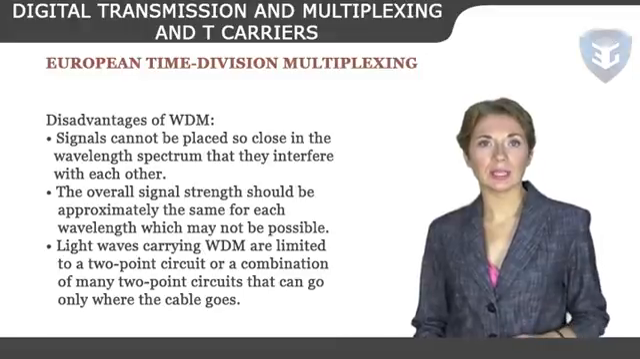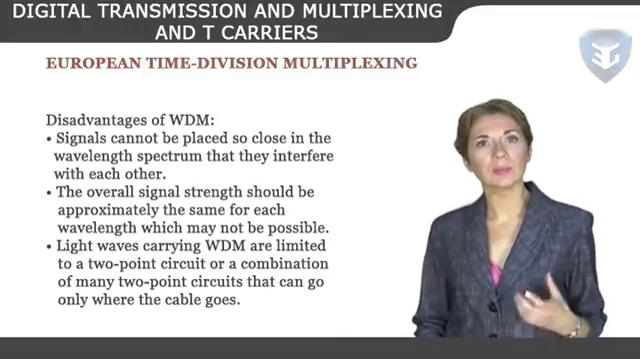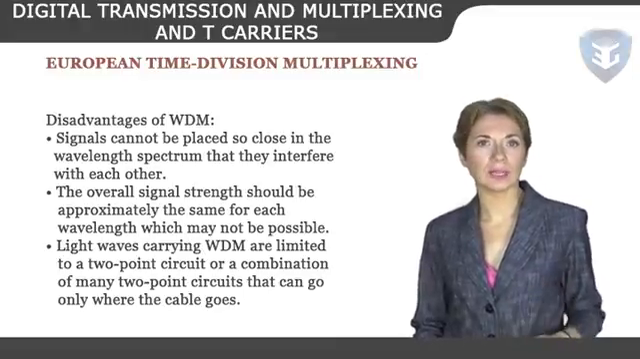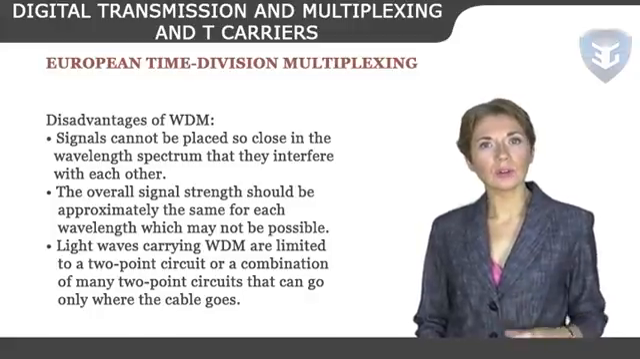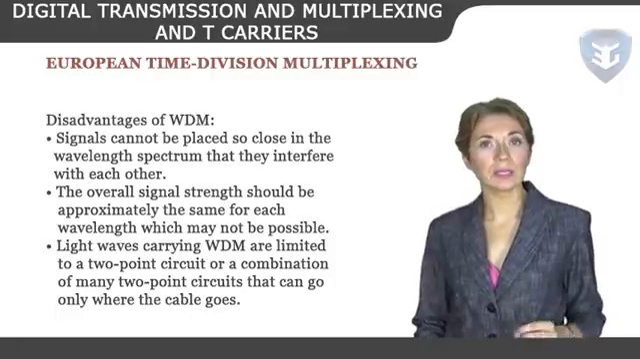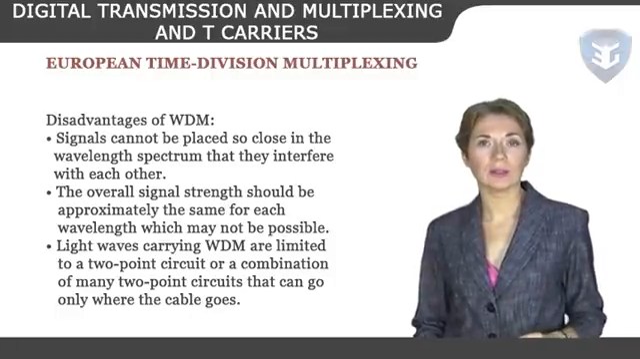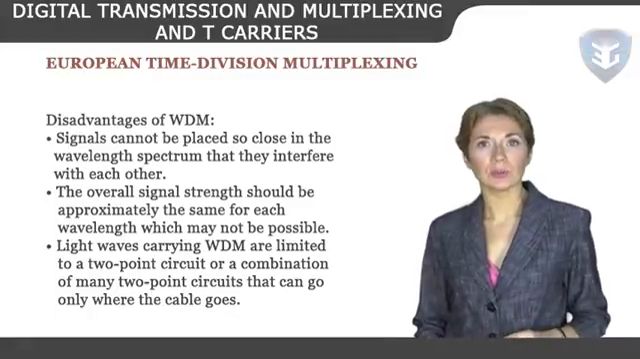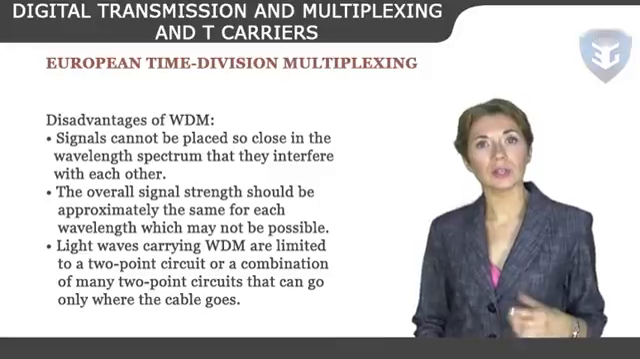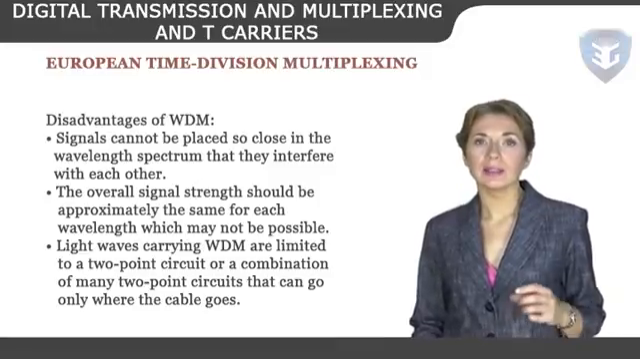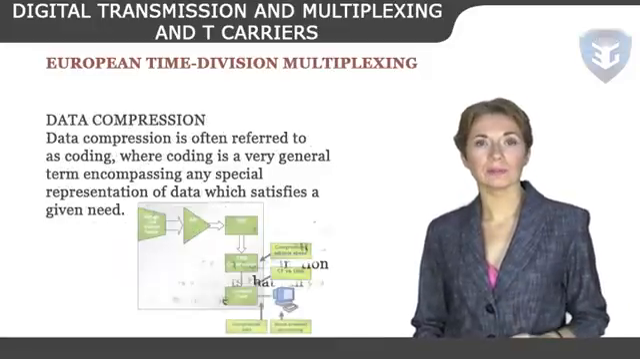Disadvantages of WDM. Signals cannot be placed so close in the wavelength spectrum that they interfere with each other. The overall signal strength should be approximately the same for each wavelength, which may not be possible. Light waves carrying WDM are limited to a two-point circuit or a combination of many two-point circuits that can go only where the cable goes.